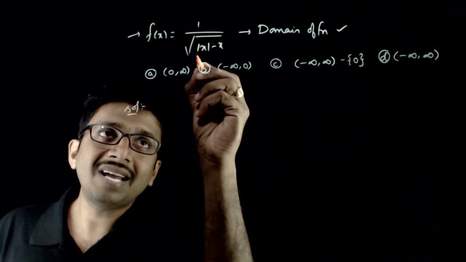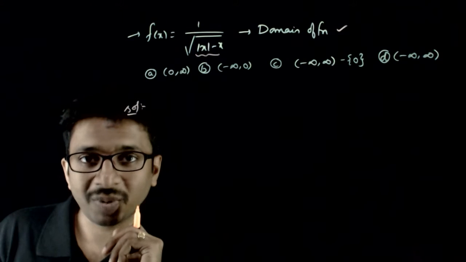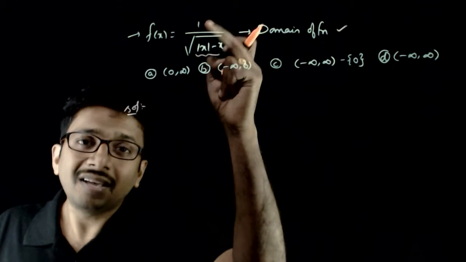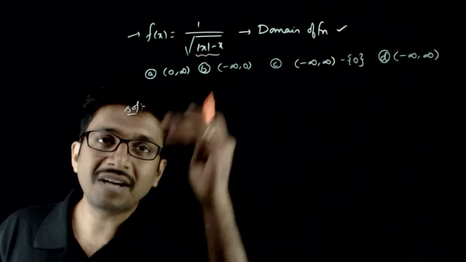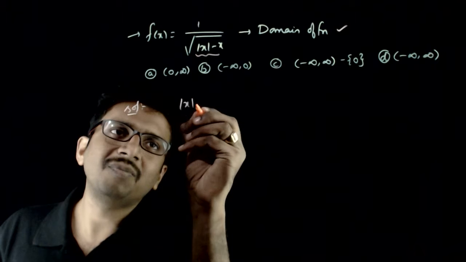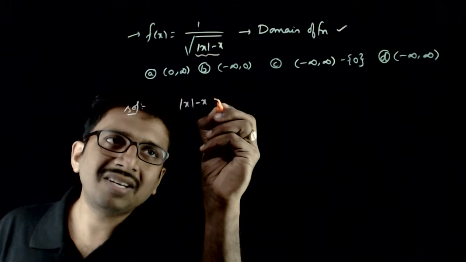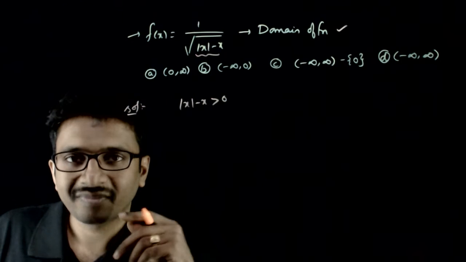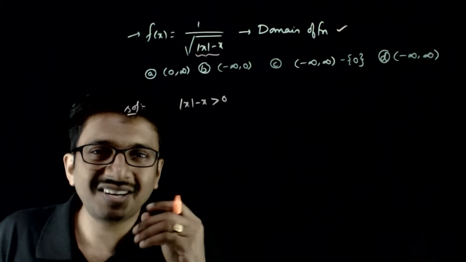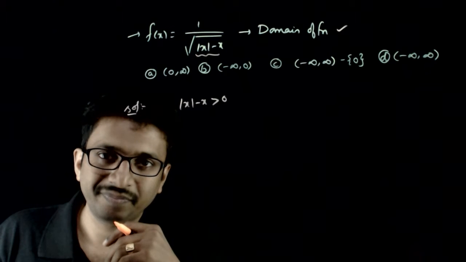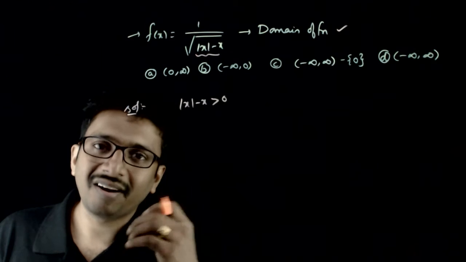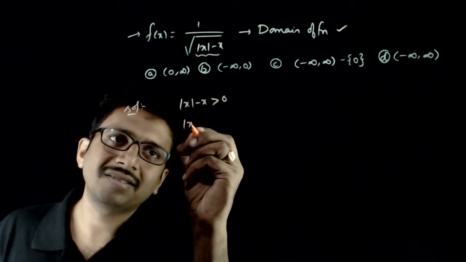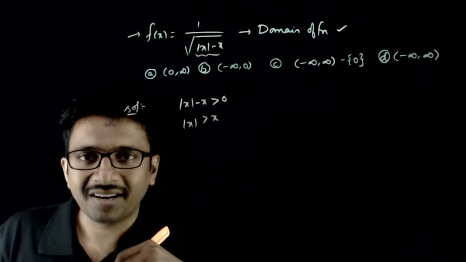denominator. So inside the square root the number should not be negative, and in the denominator the number should not be equal to 0. So for this function to be defined, mod x minus x has to be strictly greater than 0. Mod x minus x should be strictly greater than 0. So when will mod x be strictly greater than x? So mod x should be strictly greater than x.